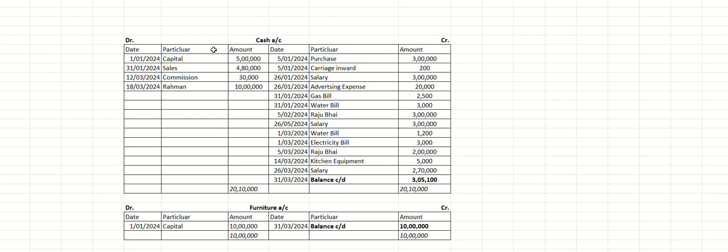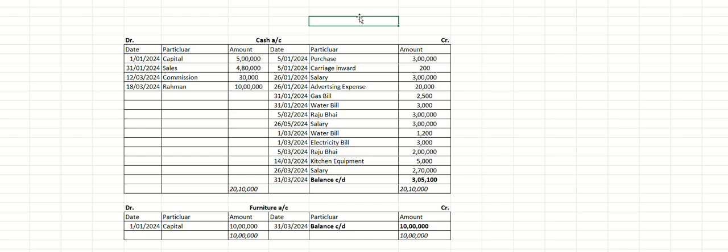We all know that a trial balance is a statement drawn with the aim of finding whether we have done the posting correctly. Remember, don't think that if the trial balance is balanced, everything is correct. Not everything would be correct. But if the journal entries were correctly posted in the ledger accounts, the trial balance will tally.